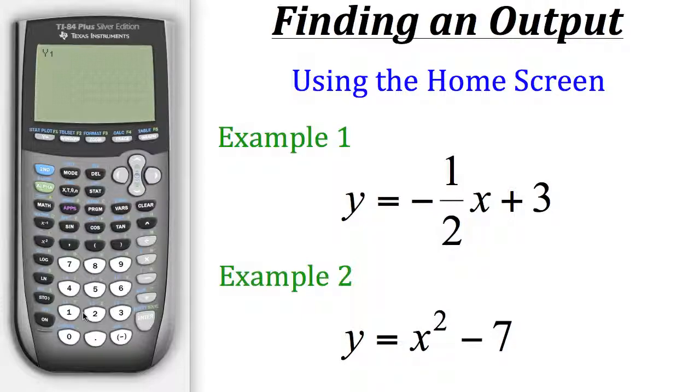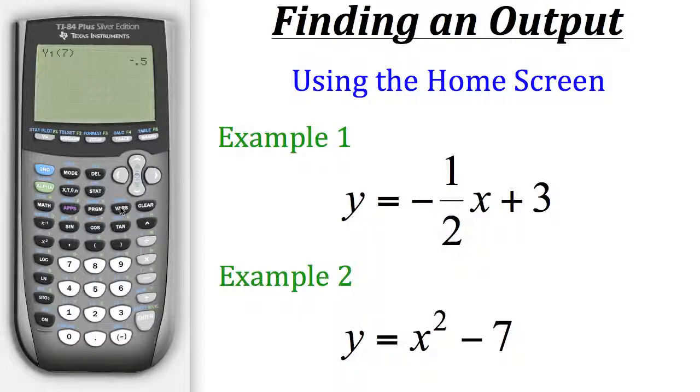Now let's say we want to know the output value for that particular equation when x is 7. From here, we start a parentheses, put in 7, and then close the parentheses. Now it'll evaluate our y1 with x being 7, or its input value being 7. When we hit enter, we get its output value, which is negative 0.5.